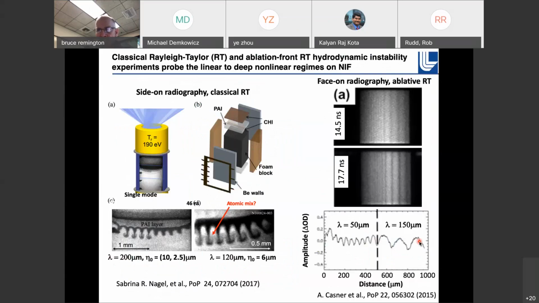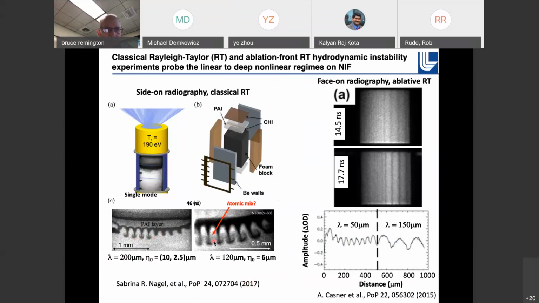Okay, now aiming towards NIF and higher pressures. This just shows hydrodynamic instabilities. You heard Ye Zhou talking about a hydrodynamic instability in the plasma state. So on the NIF laser, we just showed that we can generate very nice Rayleigh-Taylor instabilities in the plasmas with no strength. Side-on images show these beautiful roll-ups of Rayleigh-Taylor bubbles and spikes, and you see the tip broadening and the swirling happening. This is a Physics of Plasmas paper by Sabrina Nagel in 2017.